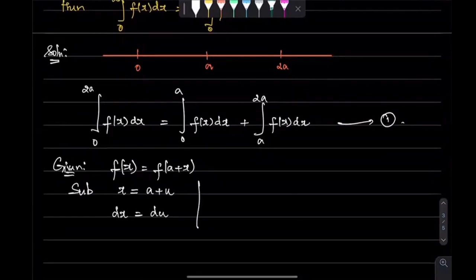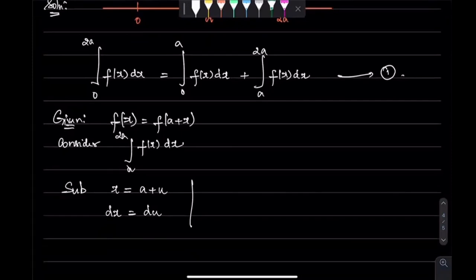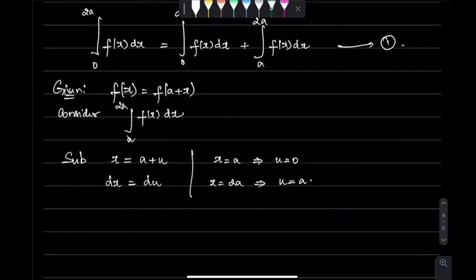So then what happens to my limit, children? Consider this fellow, a to 2a f of x dx. Substitute here, and the limit will change. So when x is equal to a, what happens to u? u becomes 0, right? When x is equal to 2a, what happens to u? u becomes a. You understand?